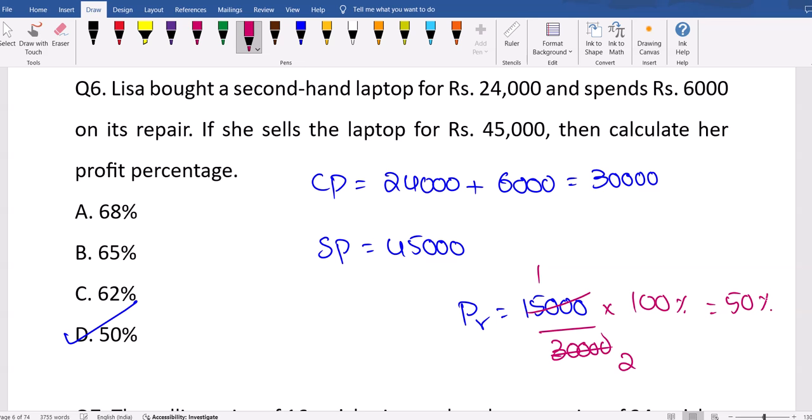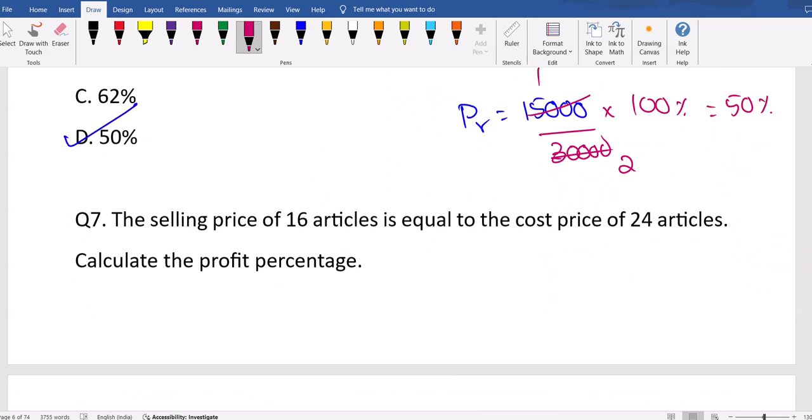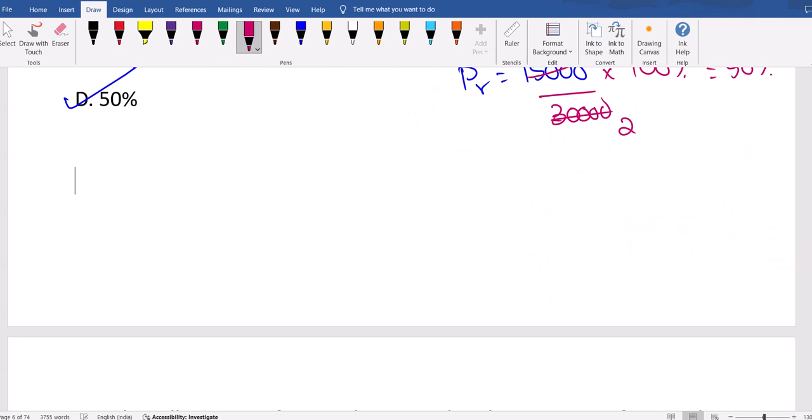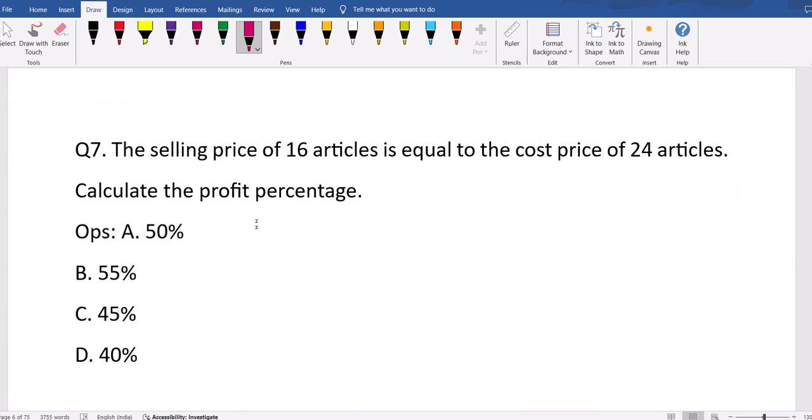Option D, profit and loss. And I think this question you people can solve. We discussed a similar question already. Selling price of 16 articles is equal to cost price of 24 articles. Calculate the profit percentage. So 16 articles selling price equals 24 articles cost price.